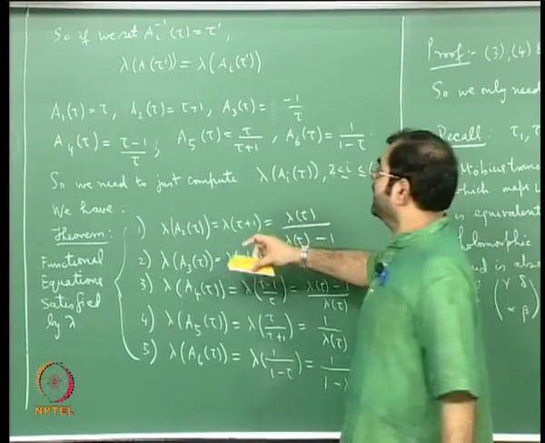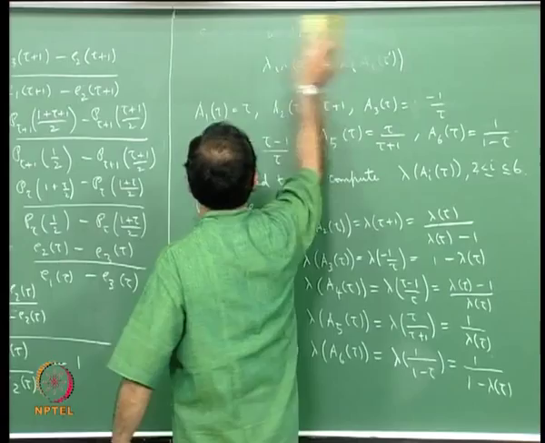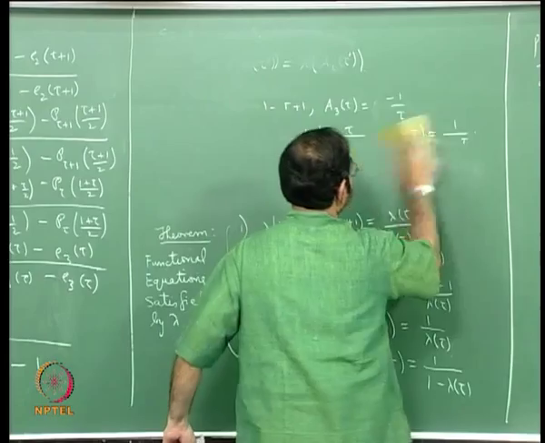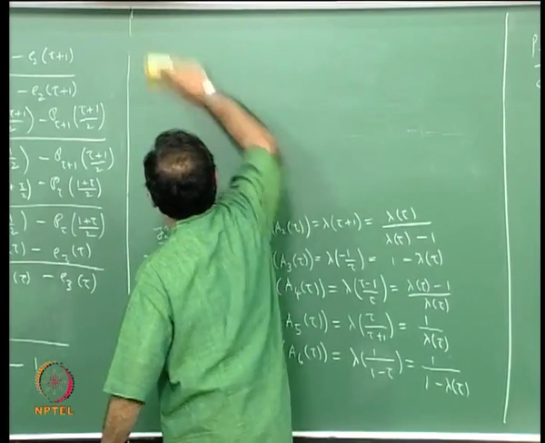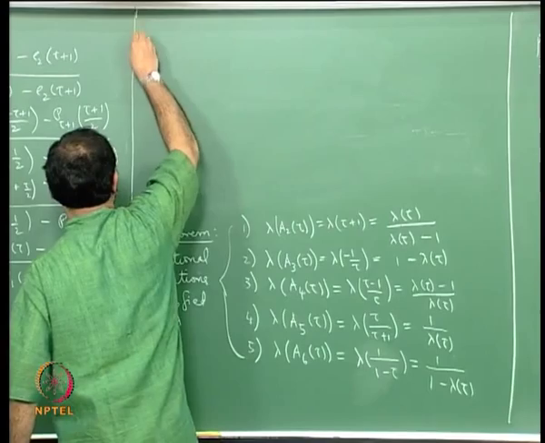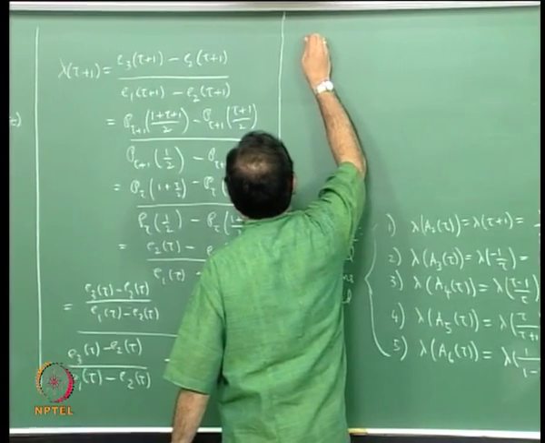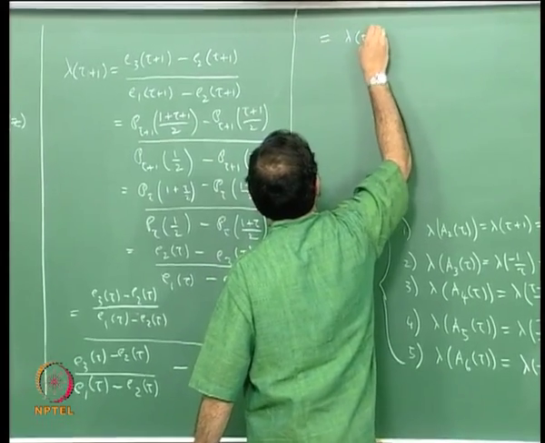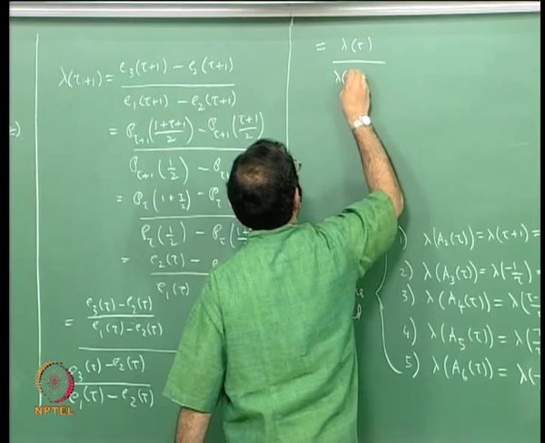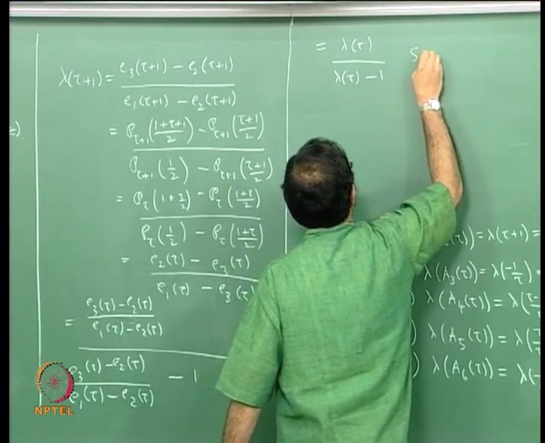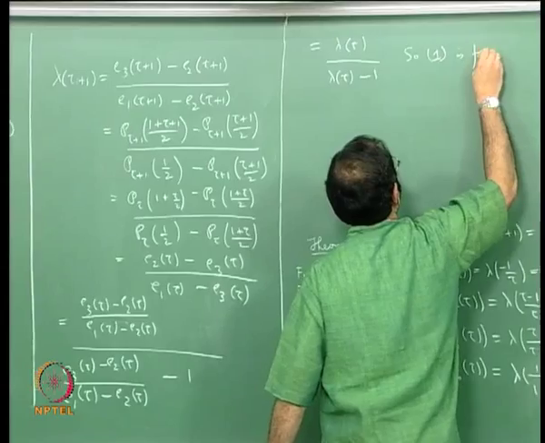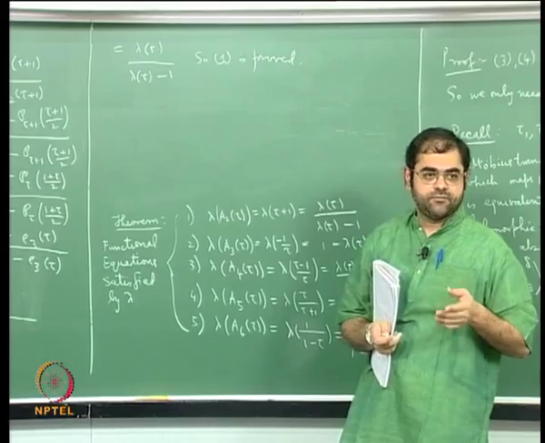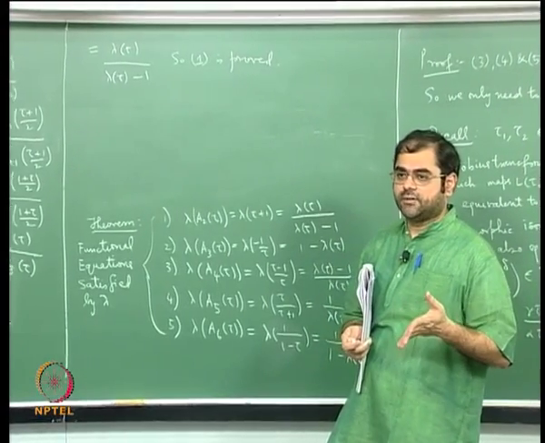Okay, so let me write that down. So we get, and that turns out to be lambda of tau by lambda of tau minus 1. So 1 is proved. Literally the same kind of exercise, if you carry it out, you can prove the second one.